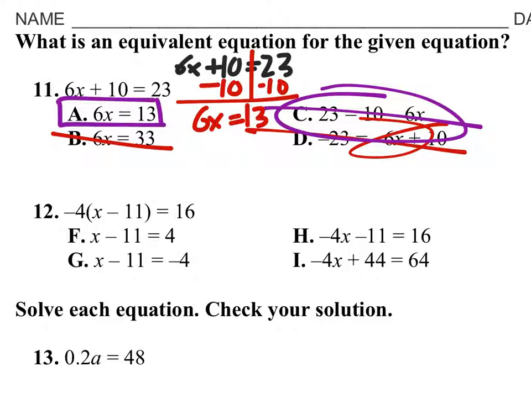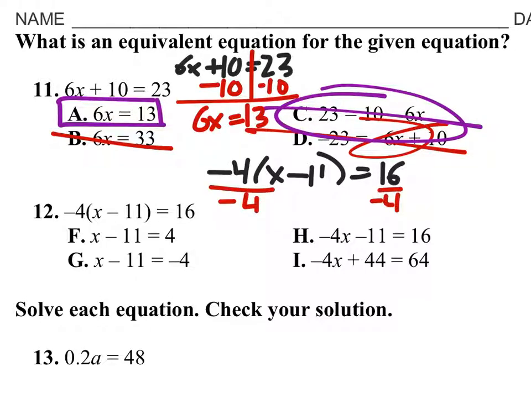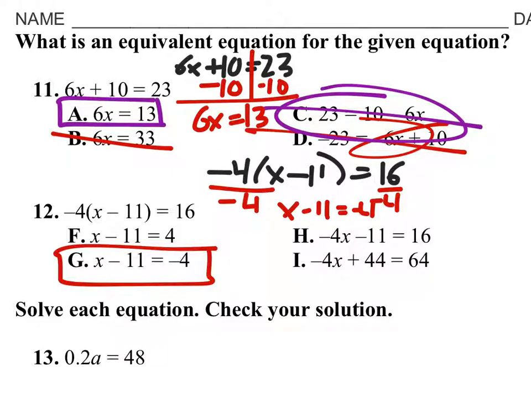Next one is very different though. On this one, to get the answer, we did look very quickly at this method during the lessons, but they just divided both sides by -4. And they got x minus 11 equals -4. So that answer is G.